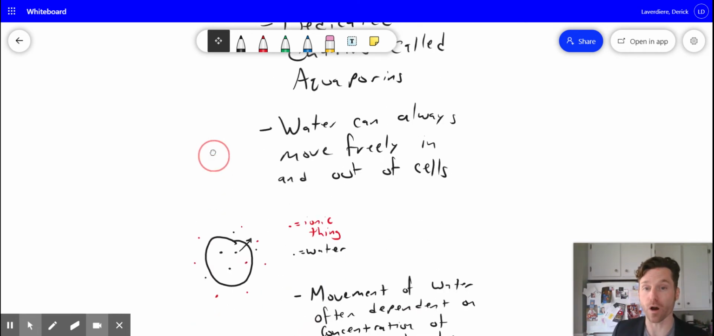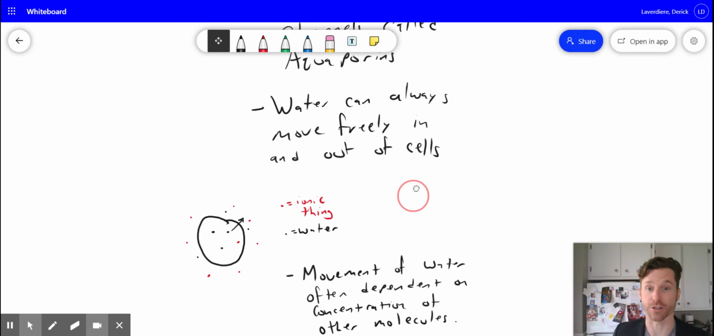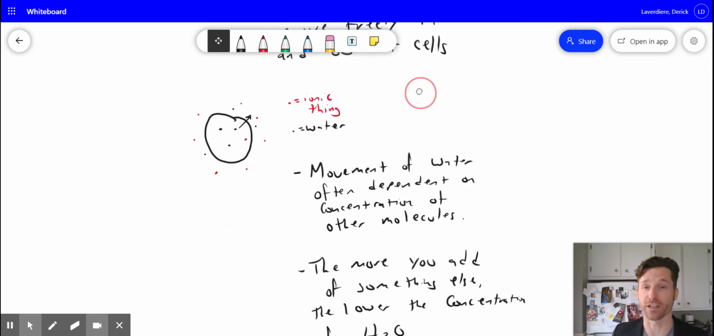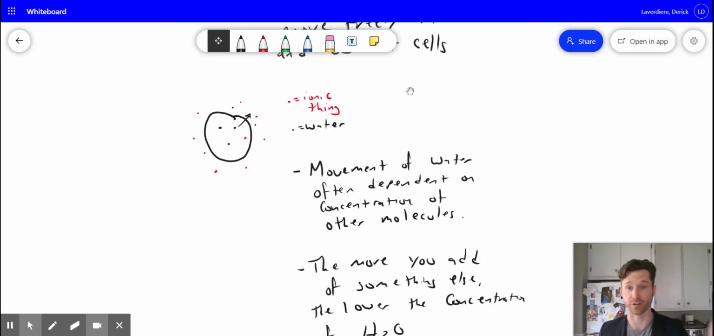Basically, water will always move with the concentration gradient. Okay? Nothing's ever holding water in and out of a cell. It can move freely across the membrane. Okay? Now, water, because it can move so freely, the direction of movement is more often regulated not by the concentration of water itself, but by the concentration of other molecules involved.